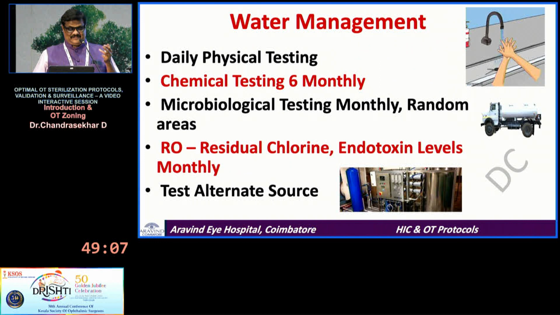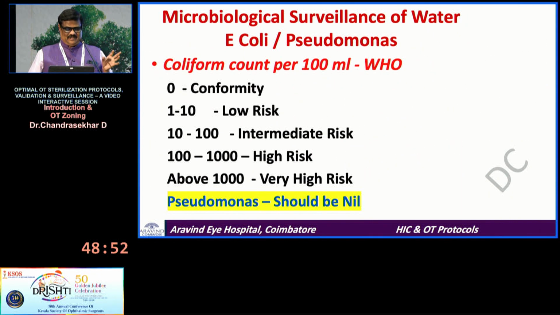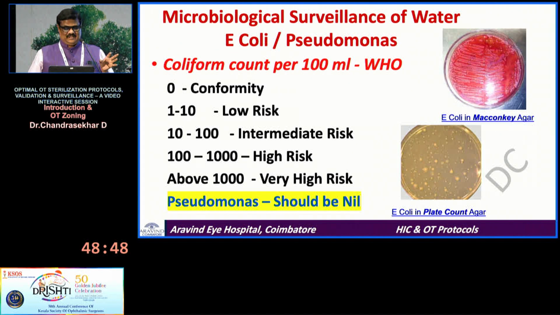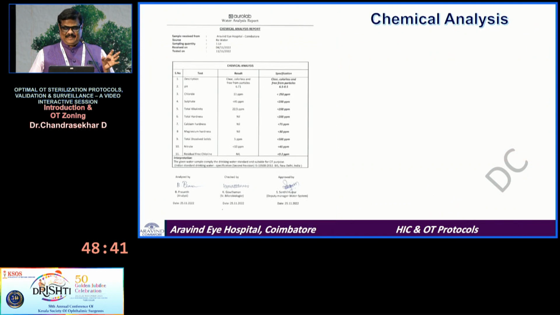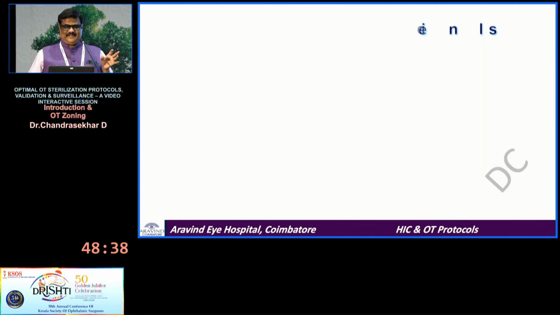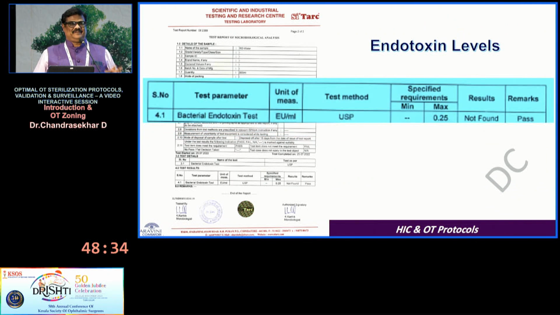Water, we need to test it physically daily. Chemical testing at least once in 6 months. Microbiology testing, ideally once a month would be good, and RO water again should be tested every month. The endotoxin level is something which is important. You have to send it out and test it. Microbiological surveillance will also include E. coli. You cannot get a count of 0, but you have low risk water. These are the reports we collect periodically, and the chemical analysis we get to make sure that the water is good. The endotoxin level should be within acceptable limits.